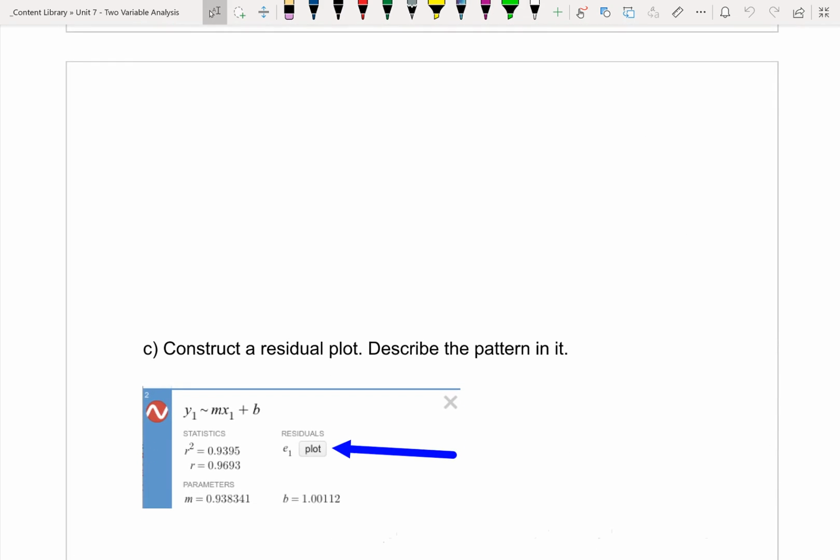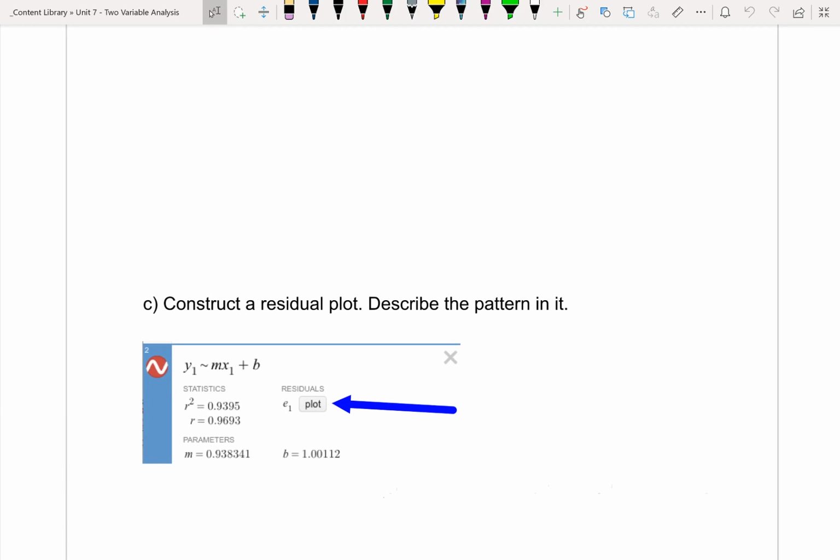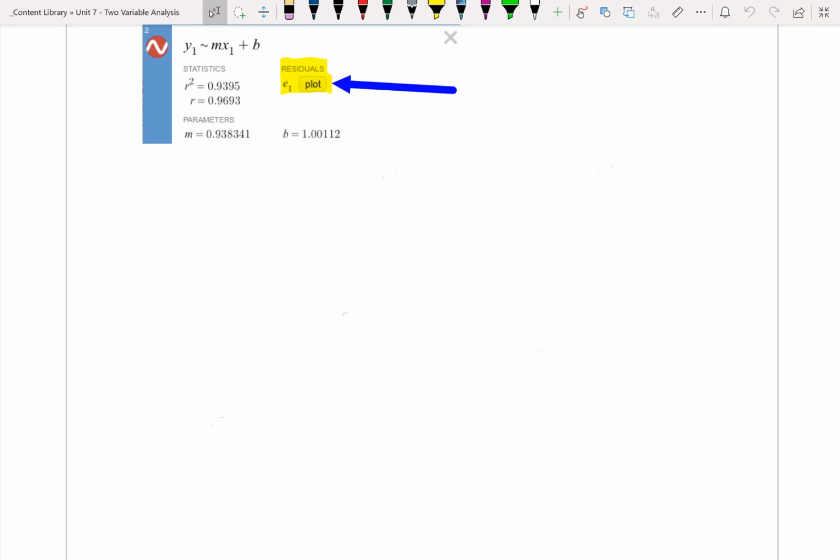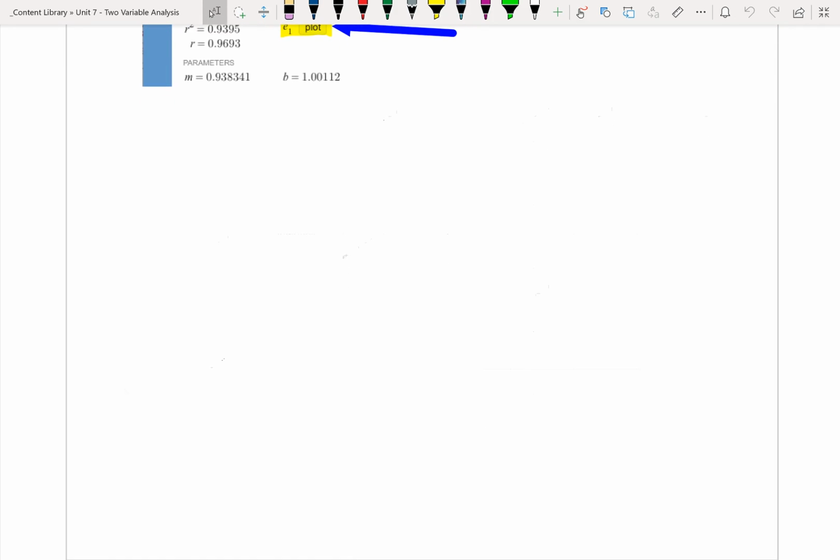So the next thing we're going to do is construct a residual plot and describe the pattern in it. When you're using Desmos, the easy way to plot your residual plot is when you create your linear regression. This is not the same data, but the same image would be similar. You would see a spot on your graph that says residuals, E1, and plot. What you're going to do is click the plot button and it will plot your residuals. Now you may have to remove the data or unhighlight it in the other cases so that all you're seeing are the residuals and not your line of best fit anymore.